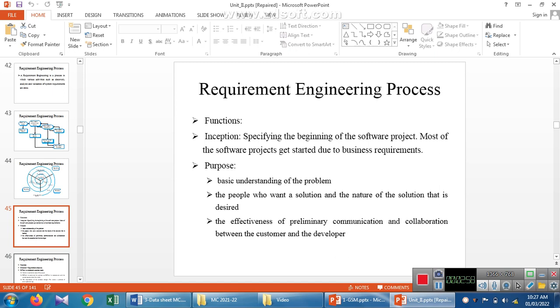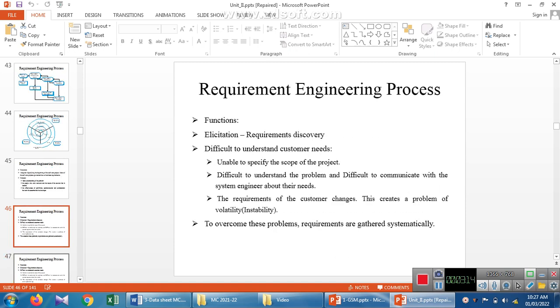Second, which people will provide the solution for the particular problem, and the next one is communication and collaboration between the customer and developer. All these activities will be taken by inception.